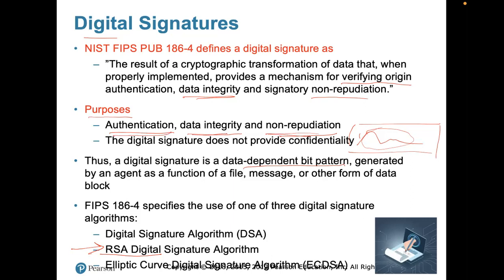Okay, per FIPS 186-4, we have three major digital signature methods or algorithms. One of them is DSA. The other one that we will be talking about is digital signatures using RSA, and digital signatures using elliptic curve algorithms, which we will not be talking about. I'm just naming them.